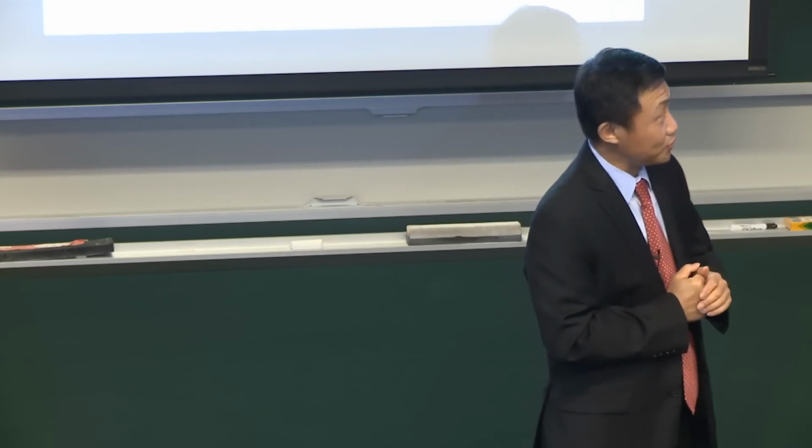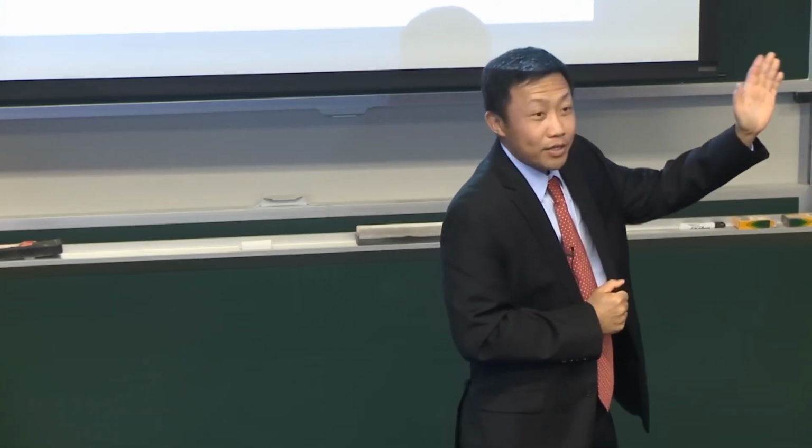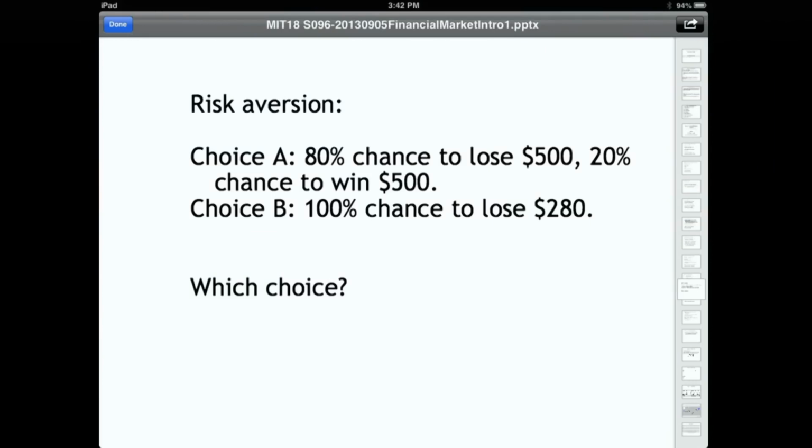I call it risk aversion. You are facing two choices, choice A and choice B. Choice A: you have an 80% chance to lose $500, and a 20% chance to win $500. It's pretty clear, right? That's choice A. Or choice B, you basically just lock in: you have a 100% chance to lose $280.